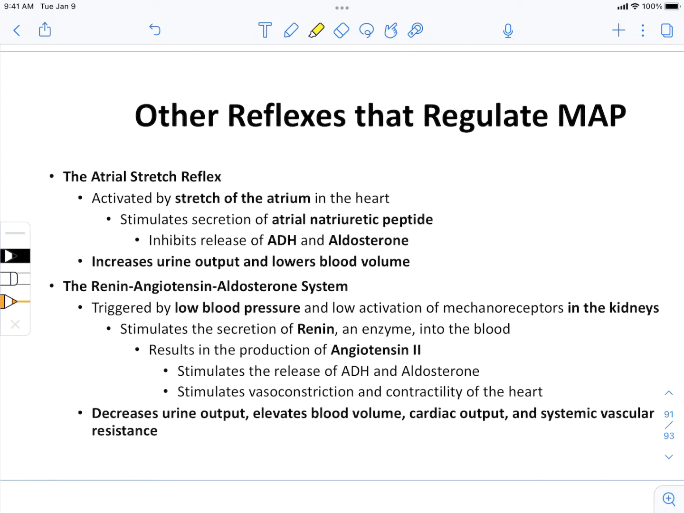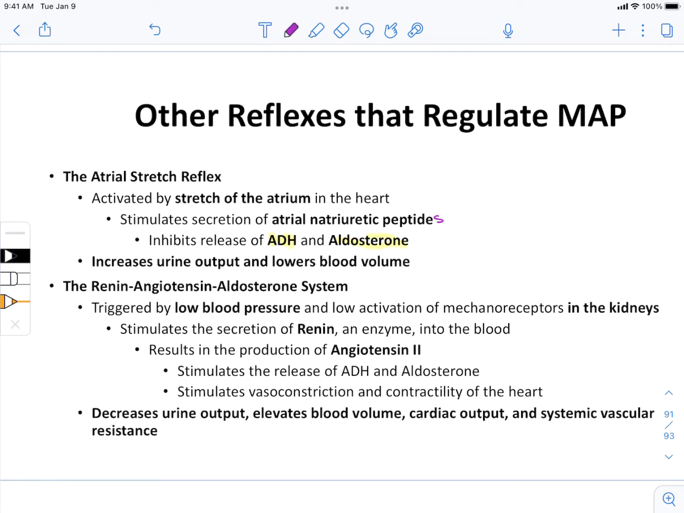It activates the secretion of the atrial natriuretic peptide, or just natriuretic peptides. There's actually more than one, so I should probably say peptides, plural. These peptides enter into the bloodstream. What they're going to do is inhibit the release of aldosterone and ADH.